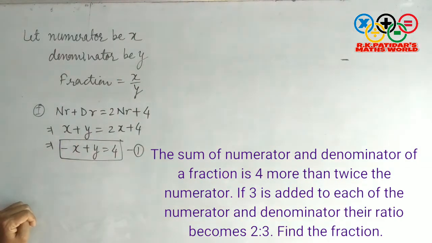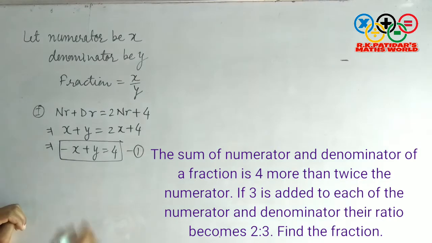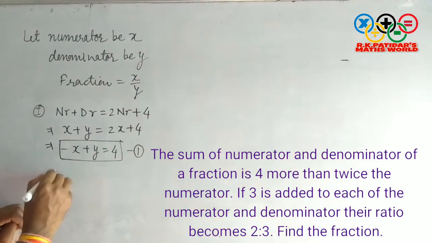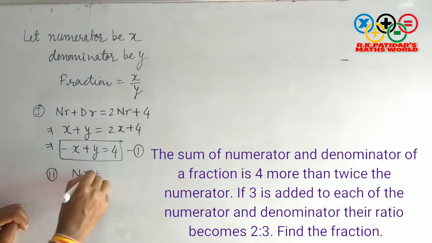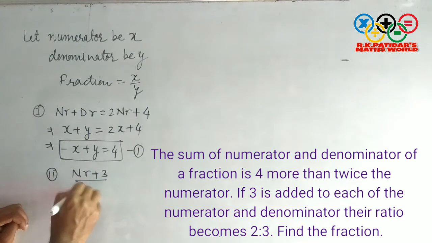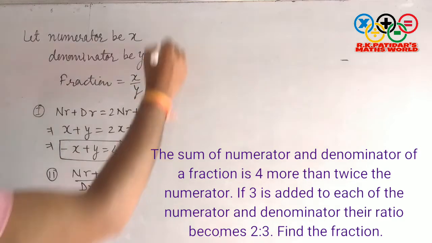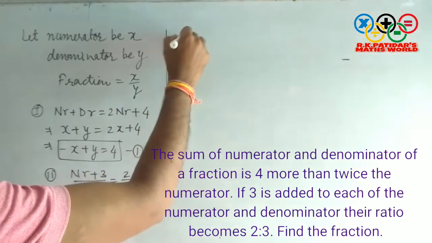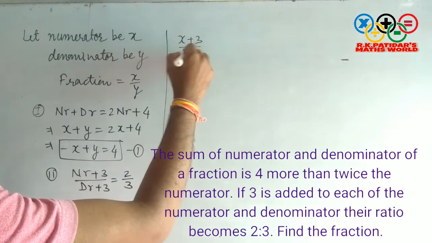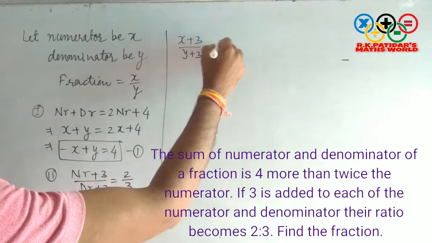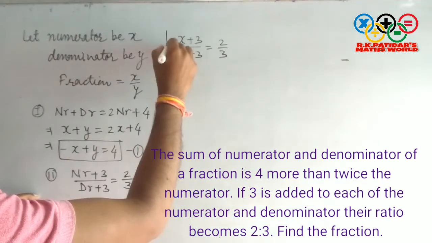Second, if 3 is added to both, the ratio of numerator and denominator will become 2:3. Means what? The fraction become 2/3. See, the second, numerator plus 3 and denominator plus 3, then it will be 2:3. Means the ratio is 2/3. See, numerator is x plus 3, y plus 3 is equal to 2 by 3.